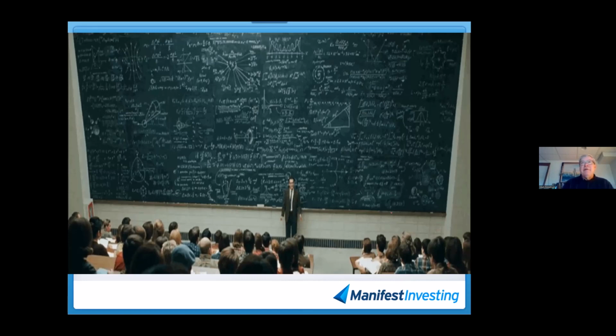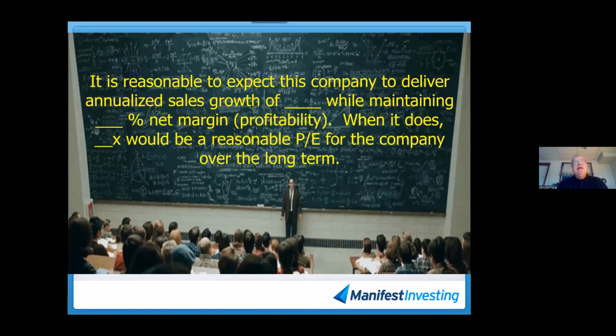So we counter with, this is also a stock selection guide. Fill in the 3 blanks. So again, what's the trajectory look like? What does that annualized sales growth look like? Okay, let's say it's 10%. While maintaining what level of profitability? In this case, we're talking net margin. That could just as easily be EBIT, like you said a few minutes ago, or EBITDA.